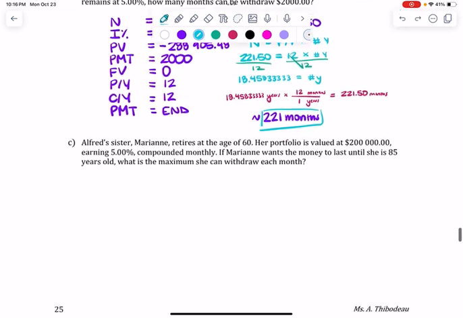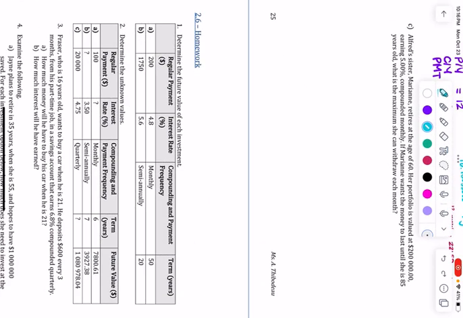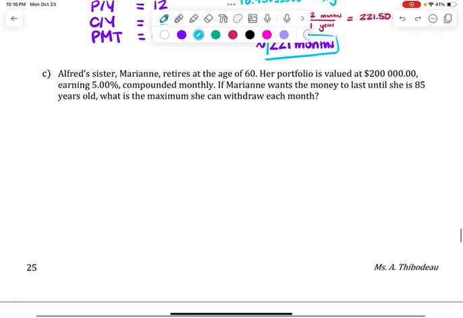Okay, last but not least, Alfred has a sister, Marianne, who retires at the age of 60. She has a portfolio valued at $200,000, earning 5% interest compounded monthly. If Marianne wants the money to last until she's 85 years old, what is the maximum she can withdraw each month?